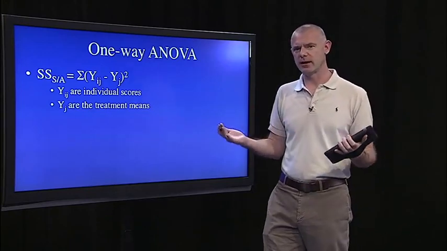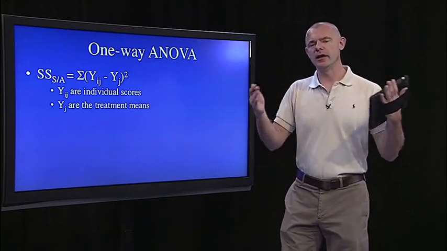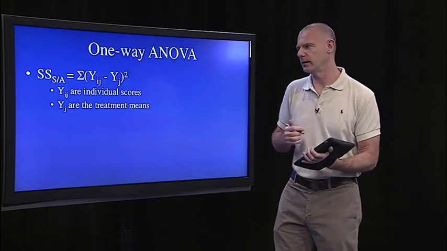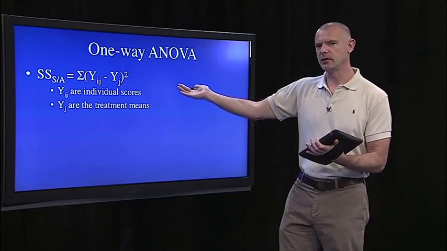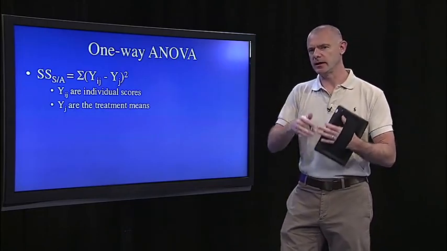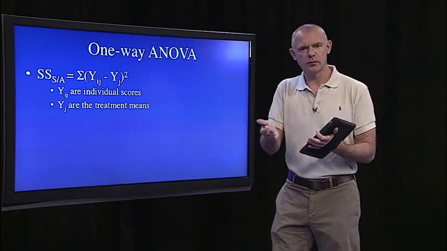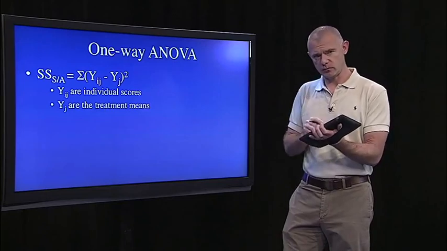That's just chance error. So our estimate of the average amount of chance error, like standard error in the t-test, is calculated this way, just by looking at how much each individual differs from the other individuals in their same condition or group.